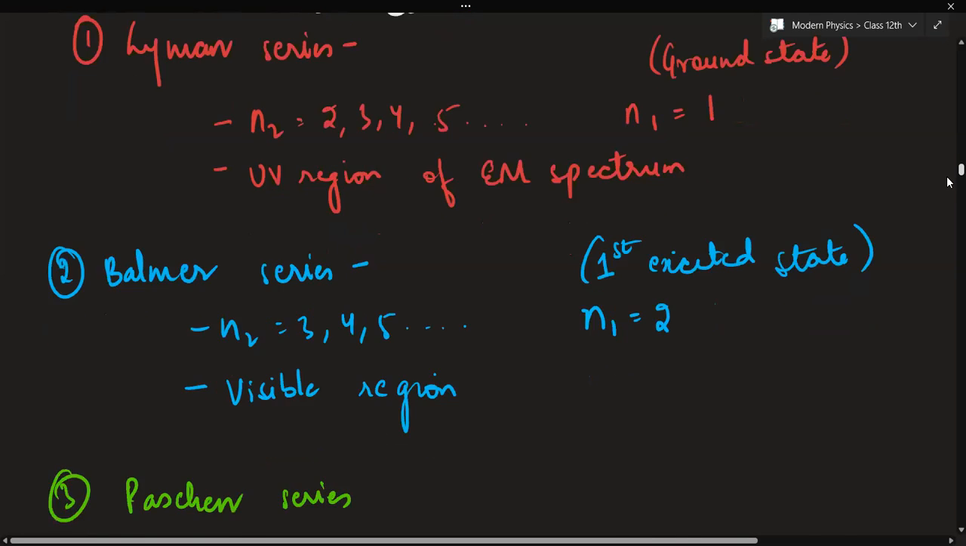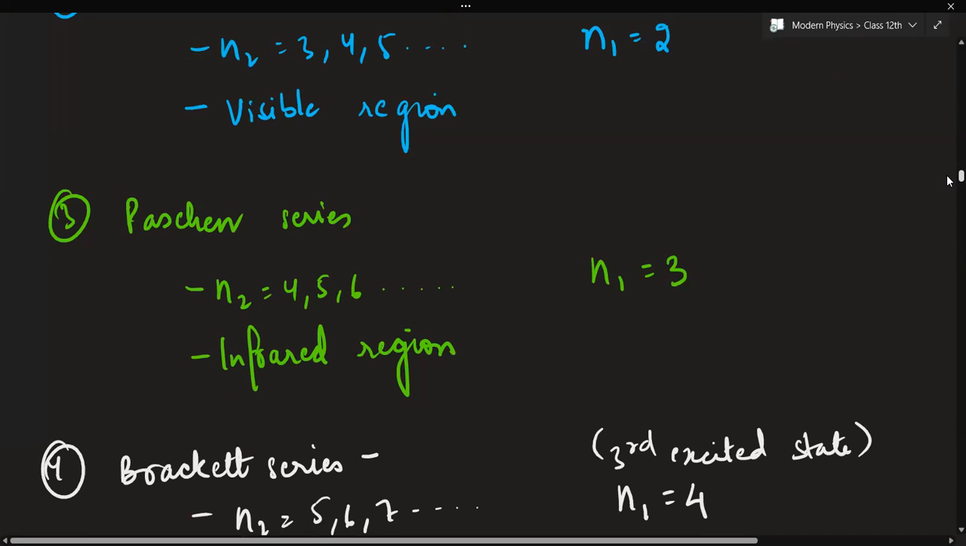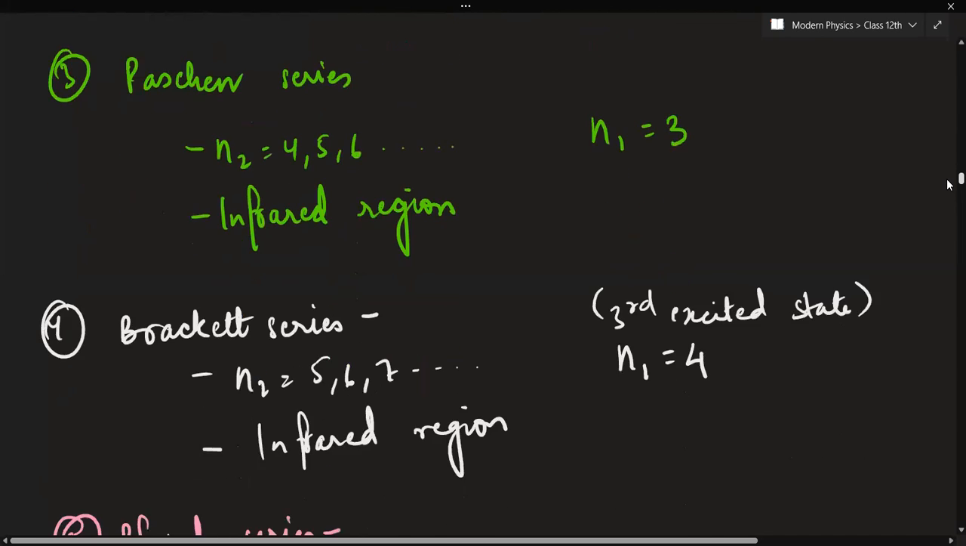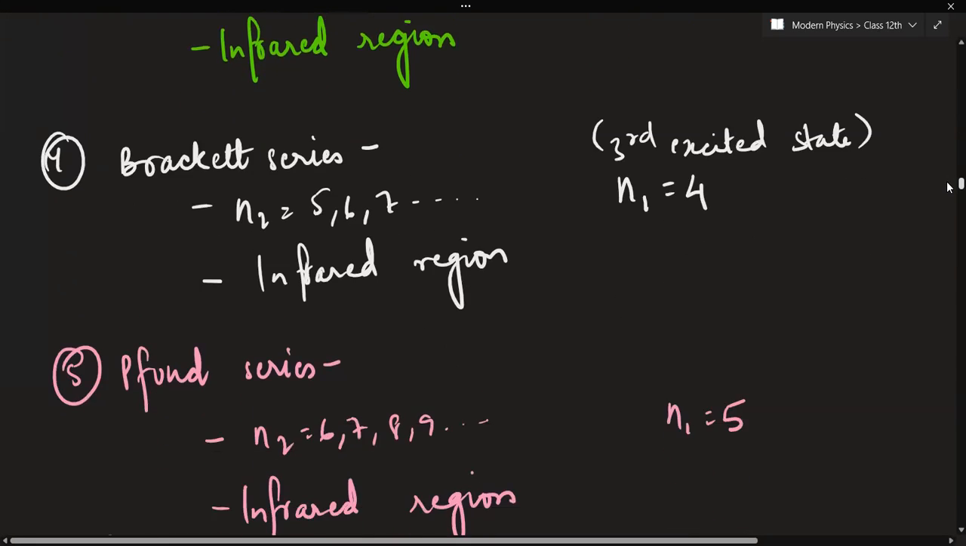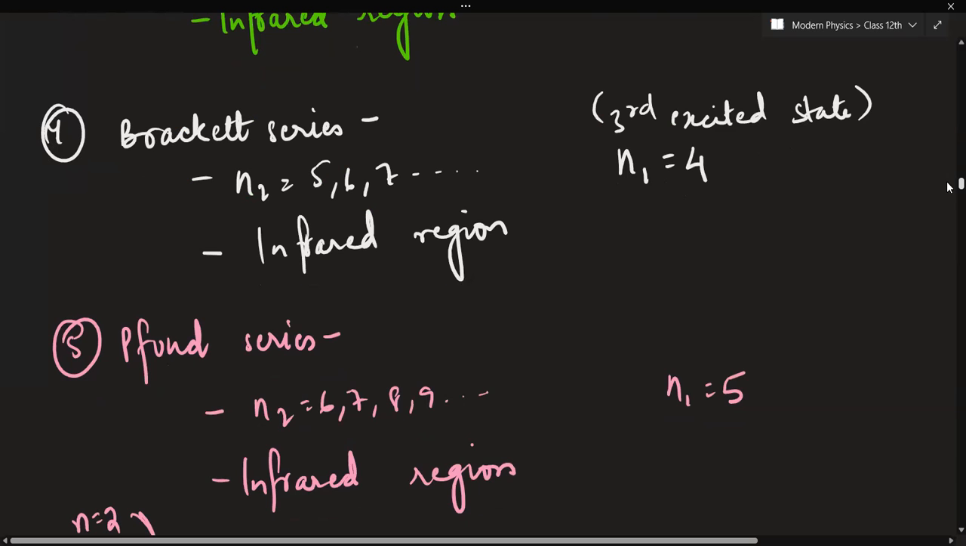Then was the Paschen series. So for Paschen series, n2 can be any value, but n1 is fixed, that is third. You can also call it the second excited state, and this lies in the infrared region. For Brackett series, same thing. n2 can be anything, and n1 is fixed, that is 4, and this also lies in the infrared region. And the last one is Pfund. Any electron jumps from any of the orbits back to the fifth one, and this also lies in the infrared region.